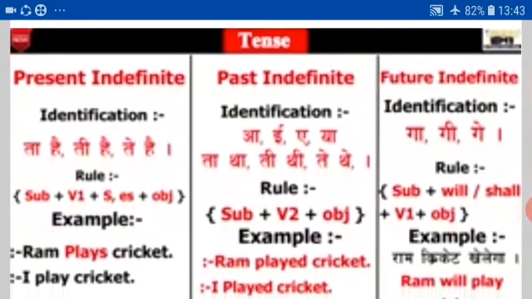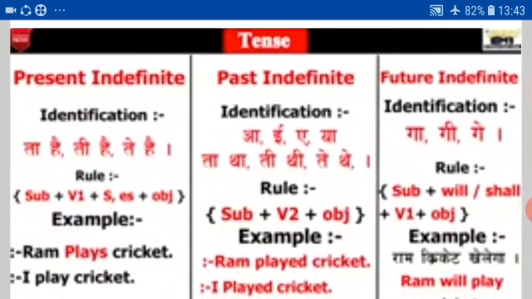Students, we have to learn the identifications and rules of the tenses. So firstly we will learn present indefinite, past indefinite and future indefinite rules. Identification of the present indefinite is ता है, ती है, ते हैं, etc. And the rule of this: subject plus first form of verb plus s or es plus object. For example, we can take Ram plays cricket.